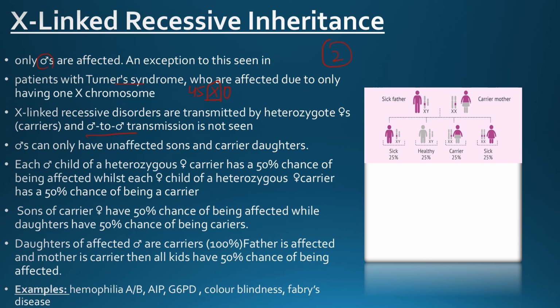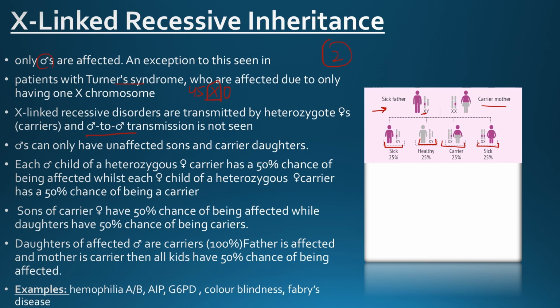And as seen over here, the father is sick because he has only one X chromosome, and that chromosome unfortunately is mutated, whereas the mother is a carrier because she has only one mutated X chromosome, but the other X chromosome is normal. This results in 25% of her daughters being carriers, whereas the other 25% will be sick, whereas the sons will be either sick or healthy. There's no carrier state in the sons.